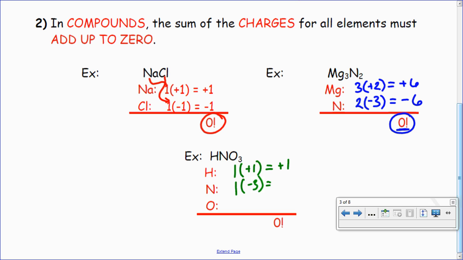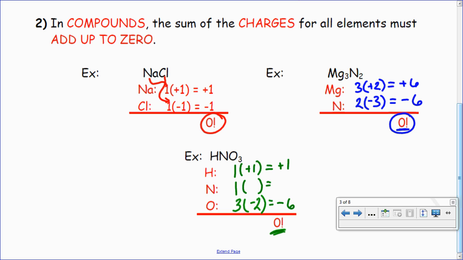So we got a -3, and we got oxygen. We got 3 of these. Oxygen's always -2. Uh-oh. So this is a scenario where we have to kind of backtrack and think. Oxygen's always -2. Hydrogen's always +1. 3 times -2 is -6. And so we got to figure out what nitrogen's going to be if we add everything up to 0.